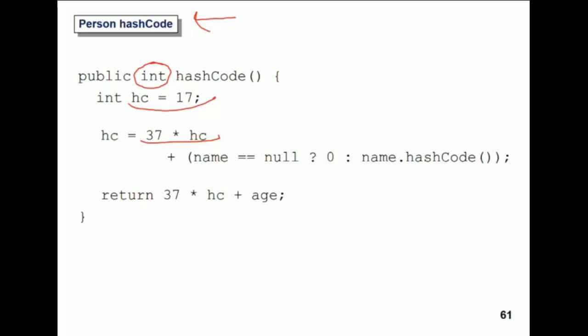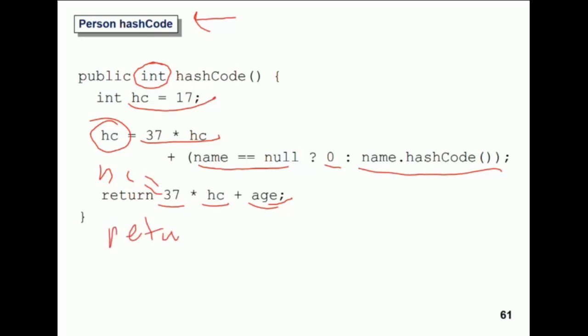If name is equal to null, then return 0. So you check for nullity first. When it comes to strings, you always need to check for nullity, otherwise your program can easily crash if somebody's passing a null value. Otherwise, name.hashCode. String has its own hashCode method, so you just make use of it. And age is just a simple integer value. So you just return 37 times the new value of the hashCode here, plus the age of the person. We could have said hc is equal to 37 times hashCode plus the age, and then returned hc. It's just a quick way of doing it.